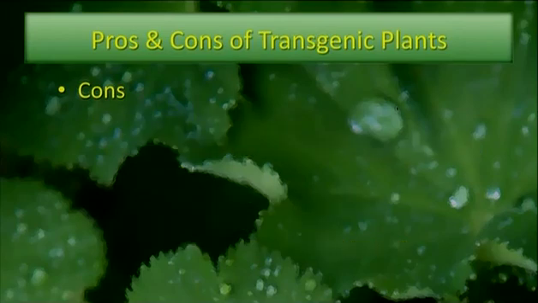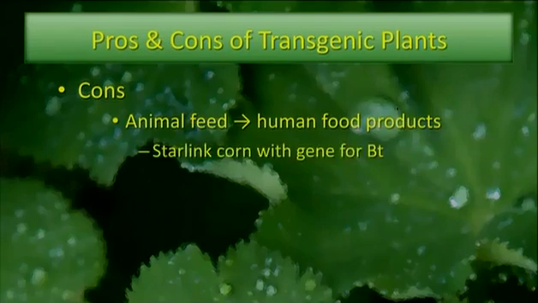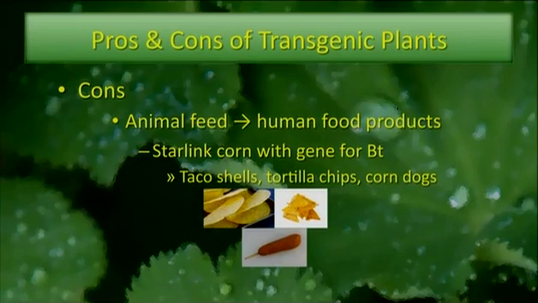Also, maybe animal feed might be used for human food products. The famous example of Starlink corn had a gene for BT in it. That was supposed to be corn used only for animal feed, but it found its way into taco shells, tortilla chips, and corn dogs all over the world. Anyway, so those are some pros and cons about transgenic plants.